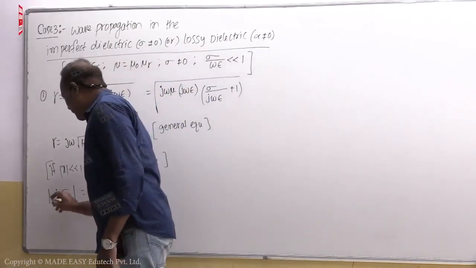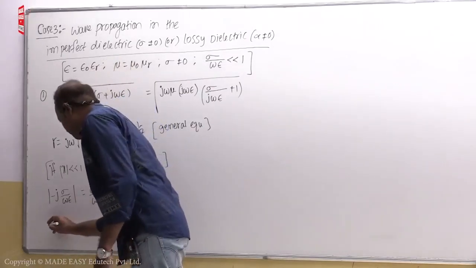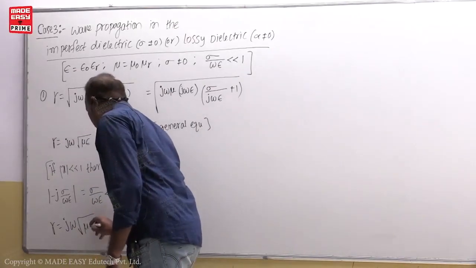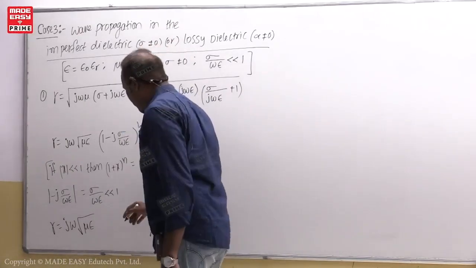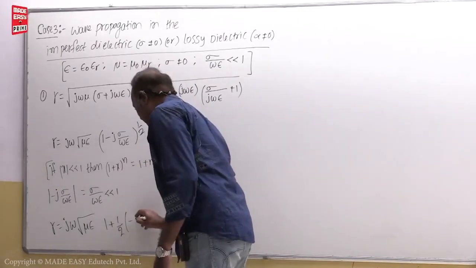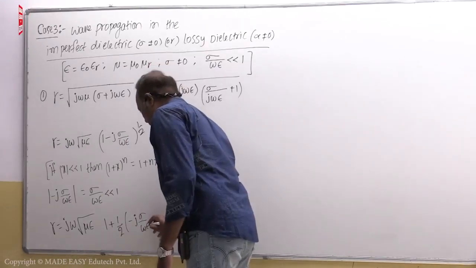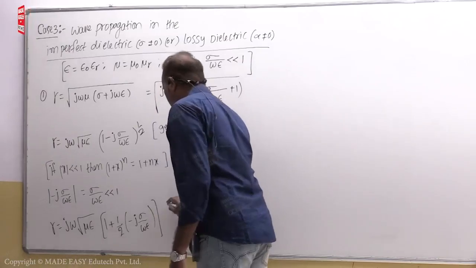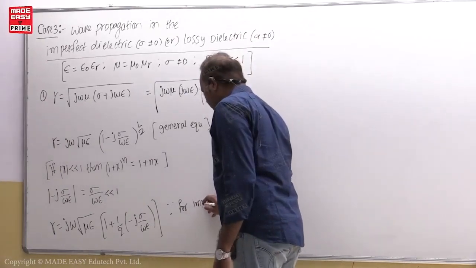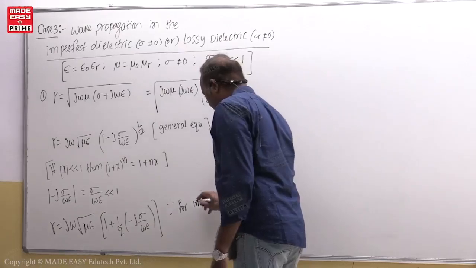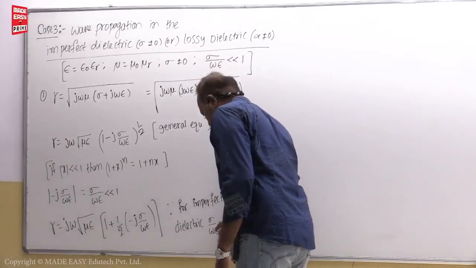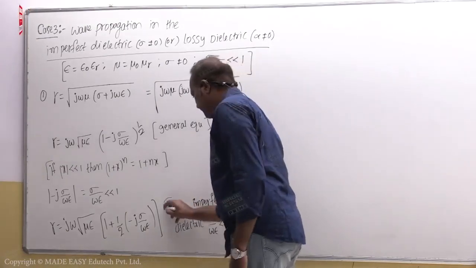So students, now if you take this as x, then gamma is equal to j omega root mu epsilon into 1 plus x to the power n, where n is half and x is minus j sigma by omega epsilon, because for imperfect dielectric this is much less than 1, that is why.